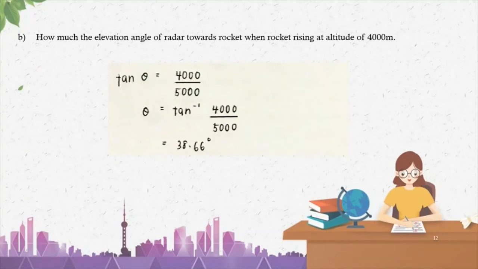For the next question, it asks us to find the elevation angle of the radar towards the rocket. So the formula we use is tan theta is equal to opposite over adjacent. So theta, we will get 38.66 degrees.